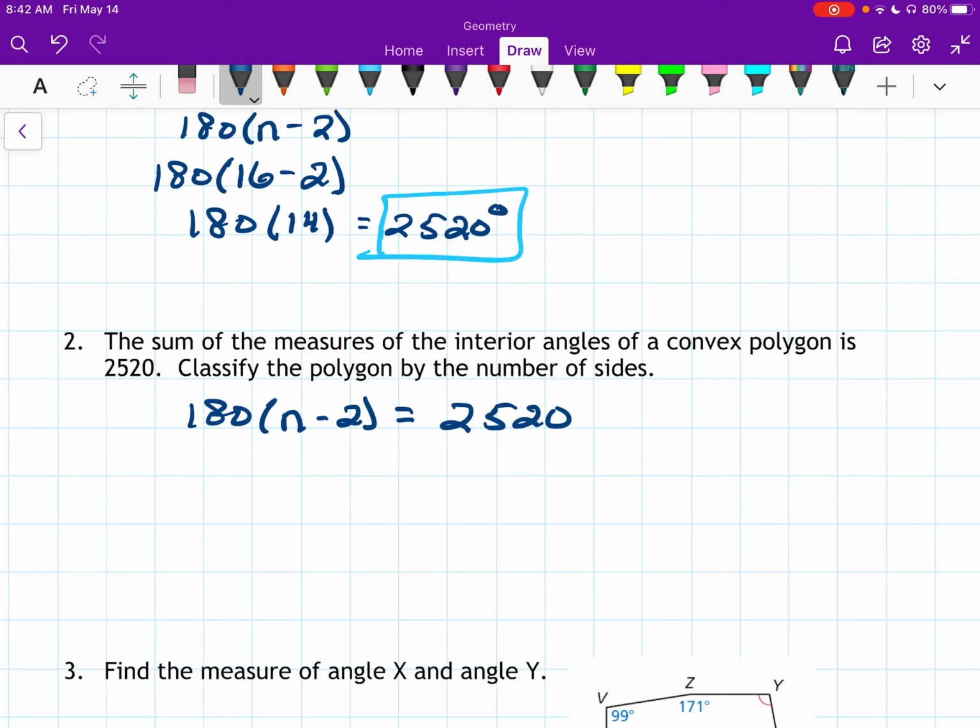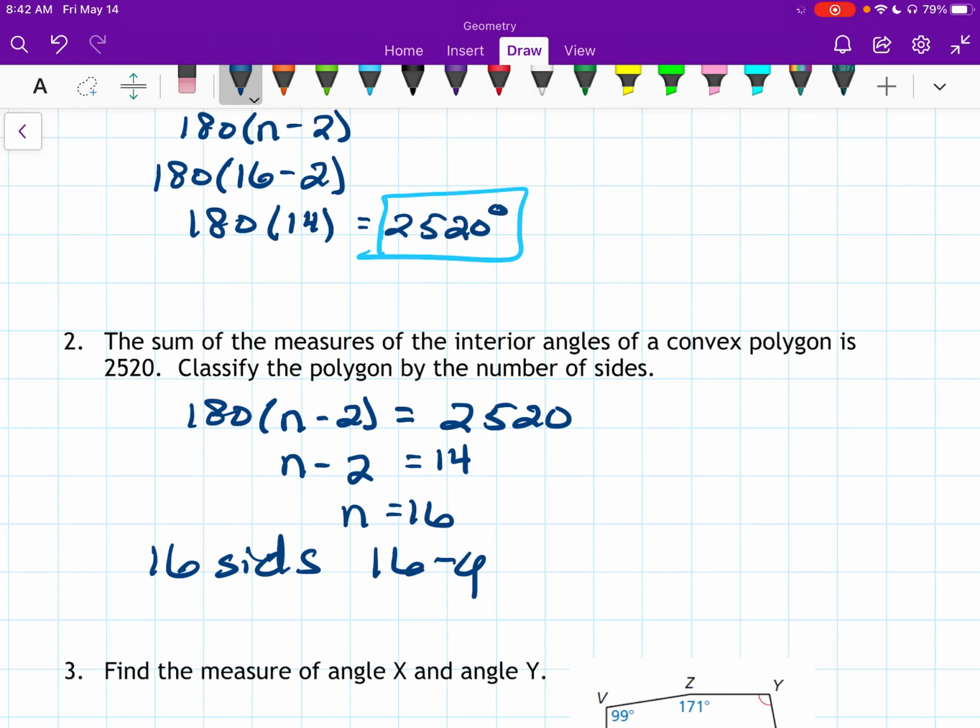So starting off here, I'm going to divide by 180. So 2520 divided by 180, that gives me 14. So I have n minus 2 is 14. And then whenever I add 2, I'd have n equals 16. So it would be a 16 sides or a 16-gon, however we want to write that.